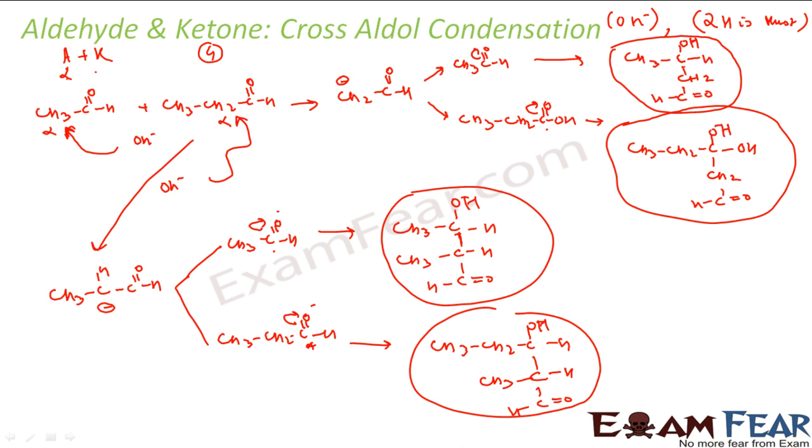Correct? So if you see, if you use two different aldehydes or two different ketones and both have alpha hydrogen, you'll get four different products. Right? So if only one of these had alpha hydrogen, then you'll get only two different products. You will not get this set. You get only one set, that is two different products. So if both reactants which we are using have alpha hydrogen each, then you will get four different products. And this is my cross aldol condensation.